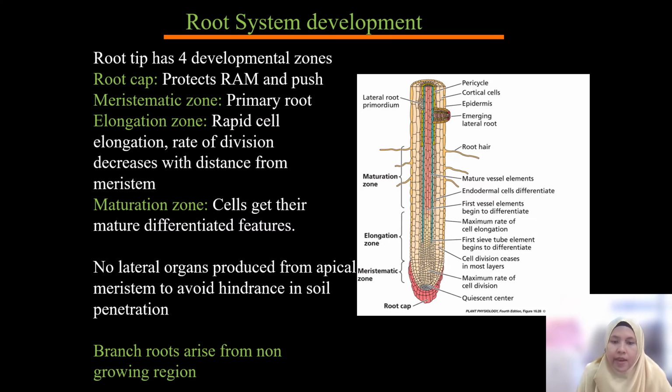Okay, and if they have the lateral root pun, lateral root and root hair ni, they are different. So kalau lateral root ni, they won't emerge ataupun they won't grow in these four developmental zones. So they will form in the non-growing region, so that they won't interfere with the elongation and division process of the root.